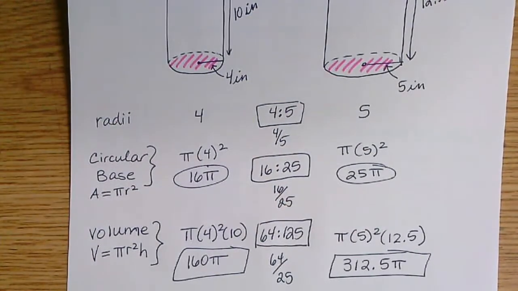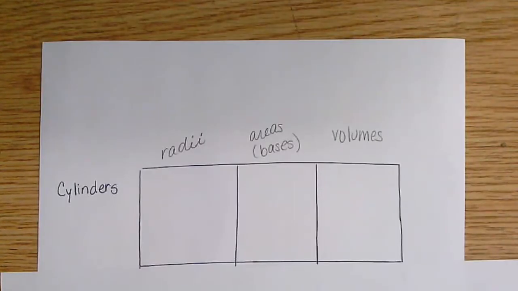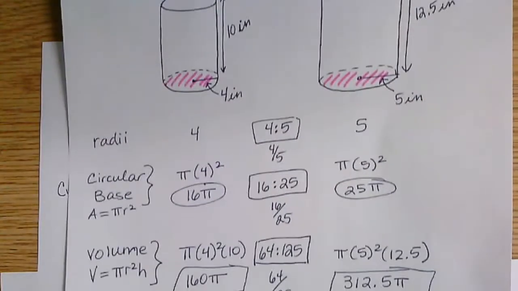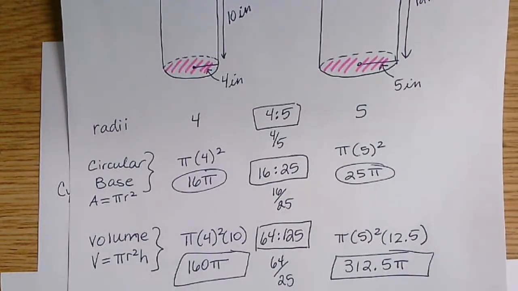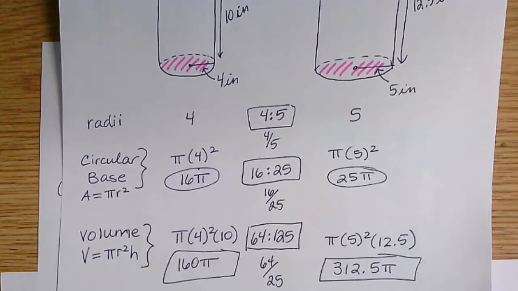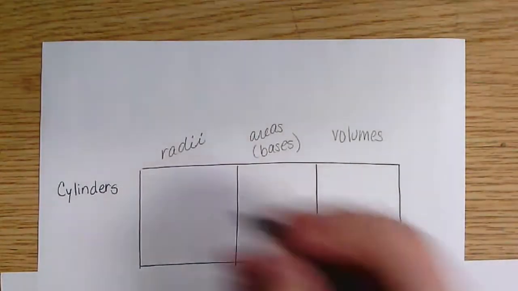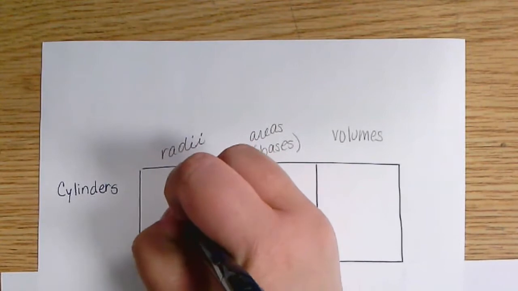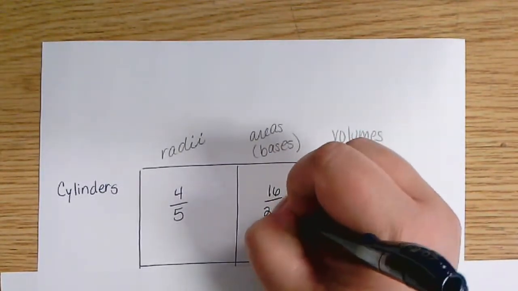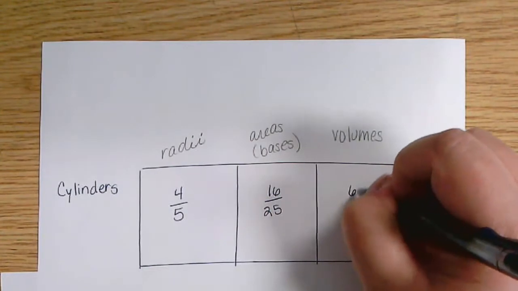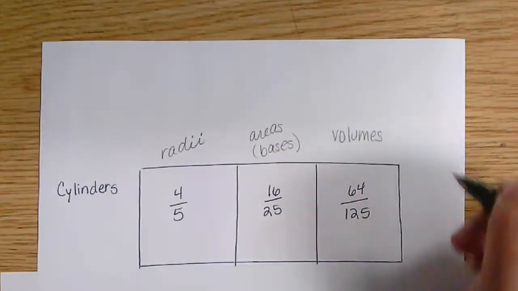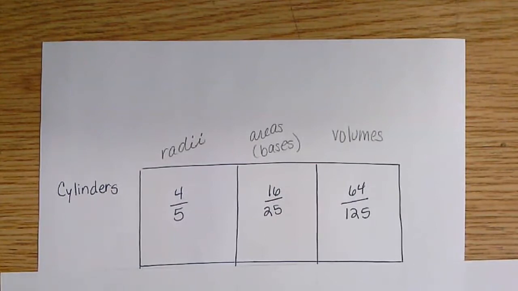Okay, so I'm going to set that aside first in a little chart and then go explore another example. Okay, so here's my chart. I'm going to put this information in. Again, we remember that the radii had a ratio of 4:5. The base areas had a ratio of 16 to 25, and the volumes had a ratio of 64 to 125. So that's the information I'm going to put in my chart. 4:5, 16 to 25, and 64 to 125.